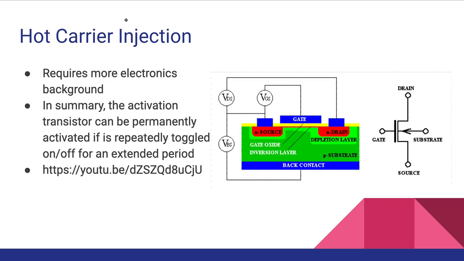And the third memory fault that we're going to look at is hot carrier injection. This one needs a little bit more of an electronics background, but basically, sometimes a transistor can fail where it's permanently toggled on if in the past it's been switched on and off very frequently for an extended period. And there's a fantastic video that goes over why this property may be useful in some applications and why it's detrimental in most cases. This is actually one of the reasons why flash memory has a limited number of reads and writes. It's because of this specific property.